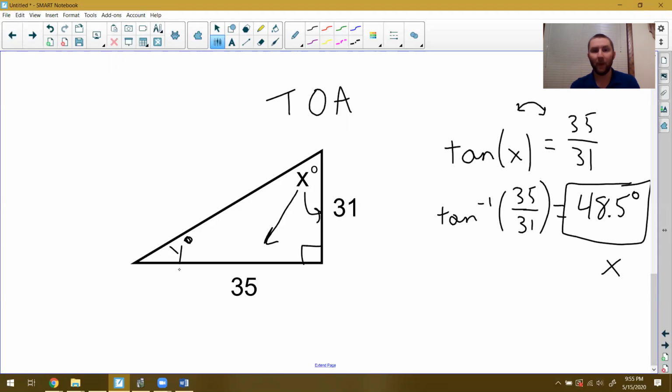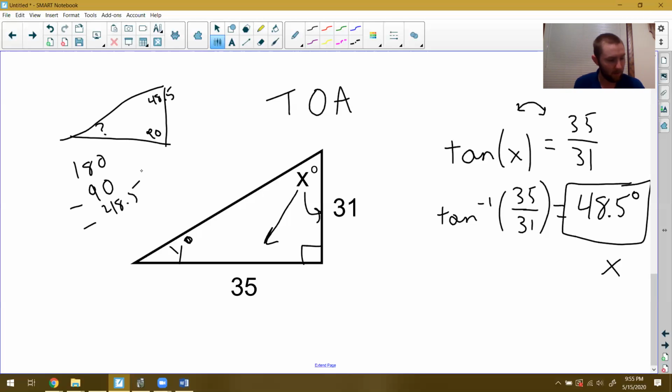Now, once I know that, if I want to find this other angle here, there's really 2 ways I can do it. Number 1, I can set up another tangent fraction. I can set up tangent of y would be 31 over 35. If you had done sine or cosine, you'd actually flip to the other one and do cosine instead of sine. But we can set up another trig ratio and find the other angle. Or I might suggest that it may be easier to recognize that I have a 90-degree angle here. I now know this one is 48.5 degrees. And I can find that one by remembering that the 3 angles in a triangle have to add up to 180. So I can do 180 minus 90 minus the 48.5 that I just found. And I end up with 41.5 degrees. So y in this case is equal to 41.5.